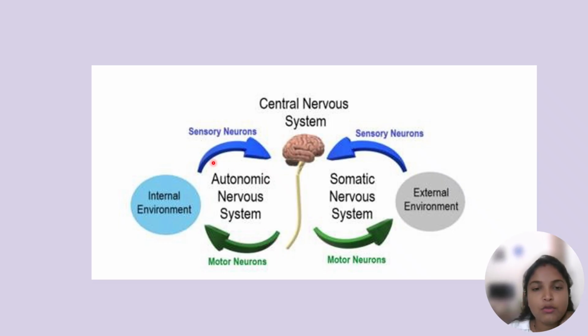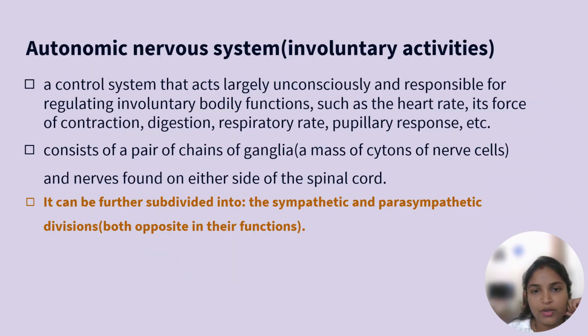Now for the involuntary action, there is the autonomic nervous system, the organs that are running automatically. They are from the internal environment, and sensory neurons are also present there, which send messages from the internal organs to the brain or the spinal cord. The autonomic nervous system has motor neurons too, and they send the response back from the brain to the organs. All right, so this is the pathway that I have explained to you. So the autonomic nervous system is, of course, involved in involuntary activity.